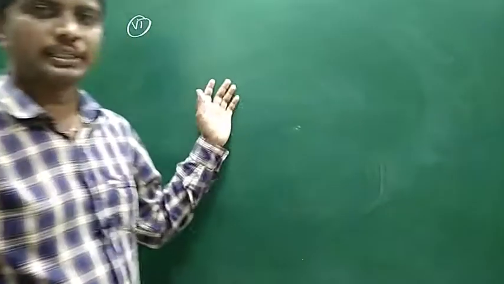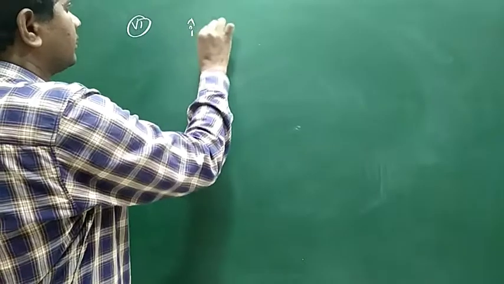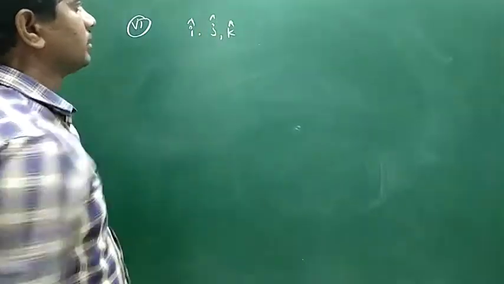The next property concerns the unit vectors I bar, J bar, K bar.